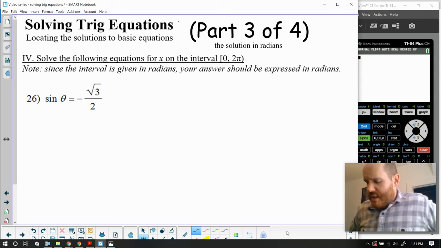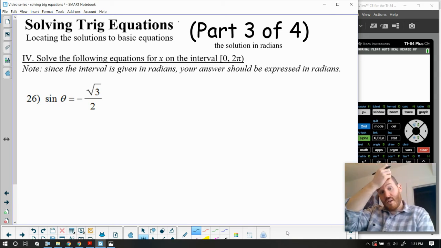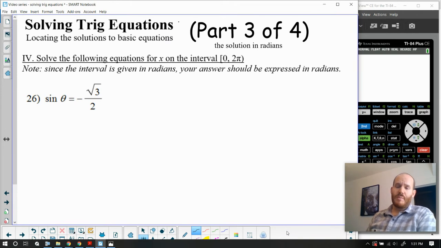So in this third part of the video, we are going to look at solving these basic trig equations, but this time in radians. Rather than looking at degree values, we're going to look at our radian values. Here we have sine theta equals negative root 3 over 2. The process is basically the same as the degree ones. I'm just reinterpreting my angles in terms of radians rather than degrees.